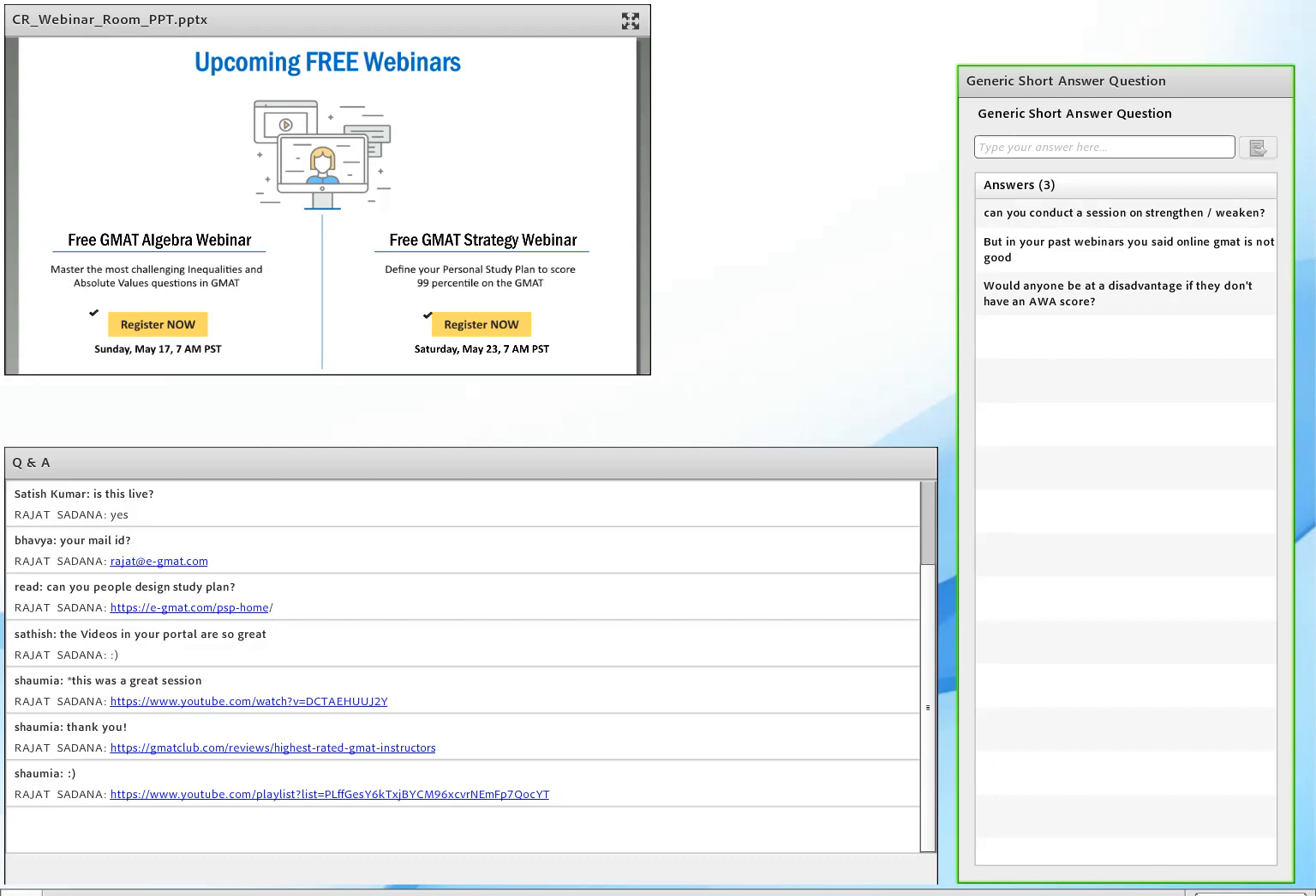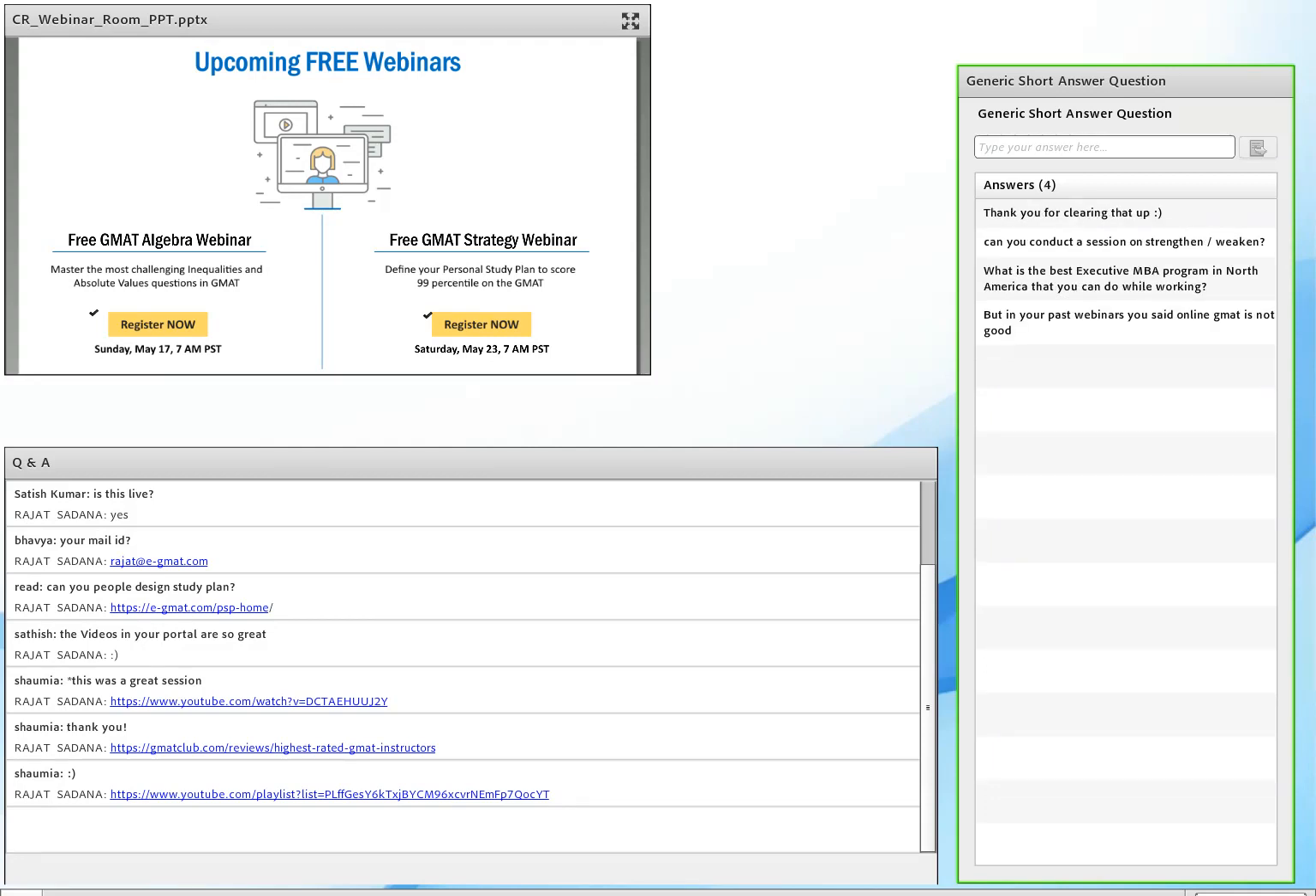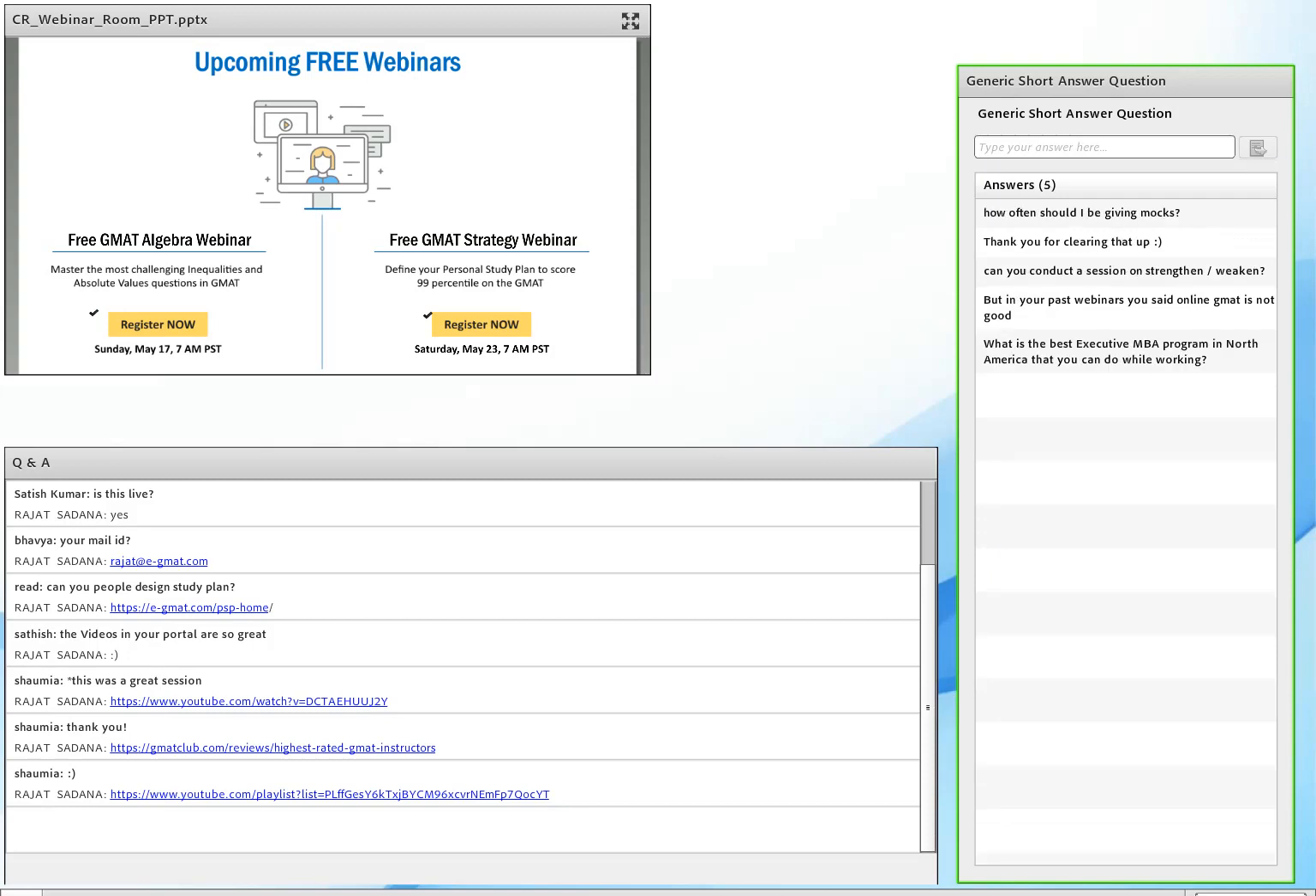Ideal score for ISB, Yale, and HBS. If you get a 740, you're good for all of them. There's no ideal score for HBS. It takes across the board.